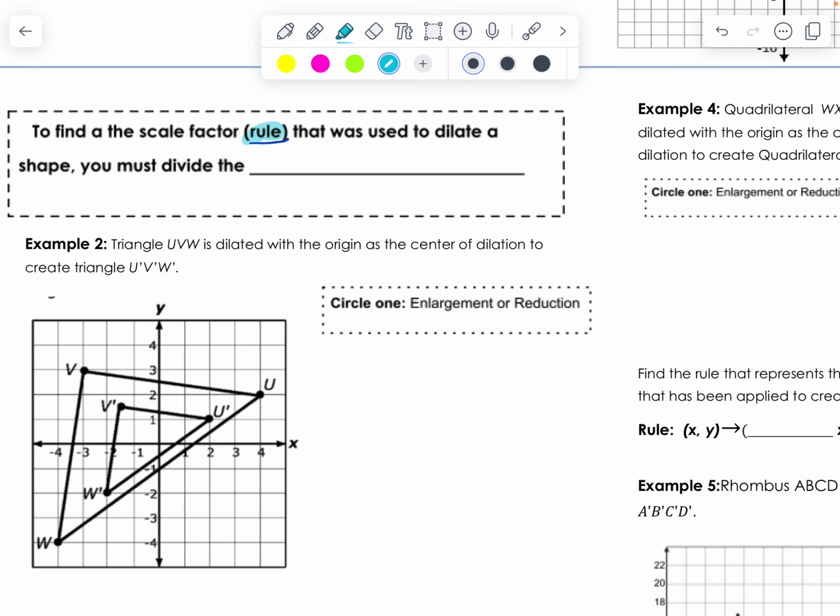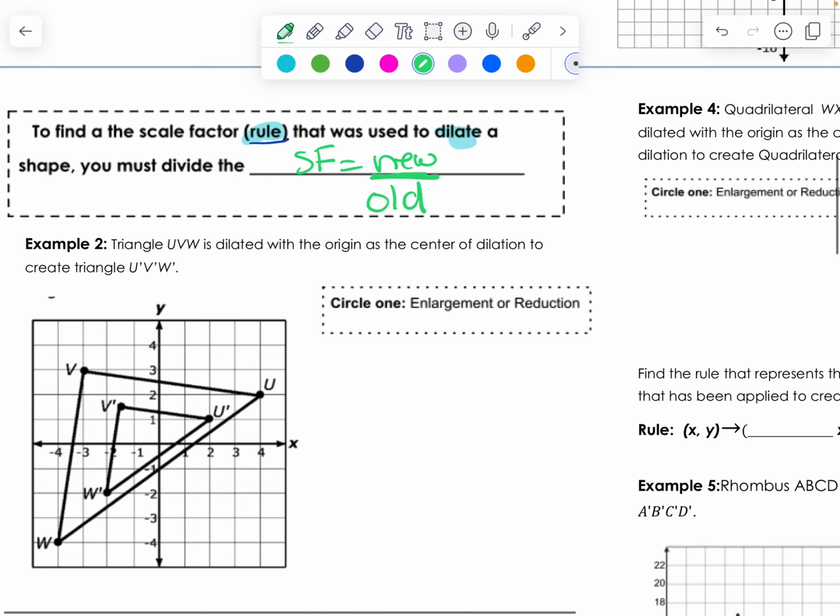To dilate the shape, you must divide the new by the old. I used this formula yesterday. I wrote down scale factor equals my new divided by my old. We're going to do the same thing, it just looks a little bit different on this paper.